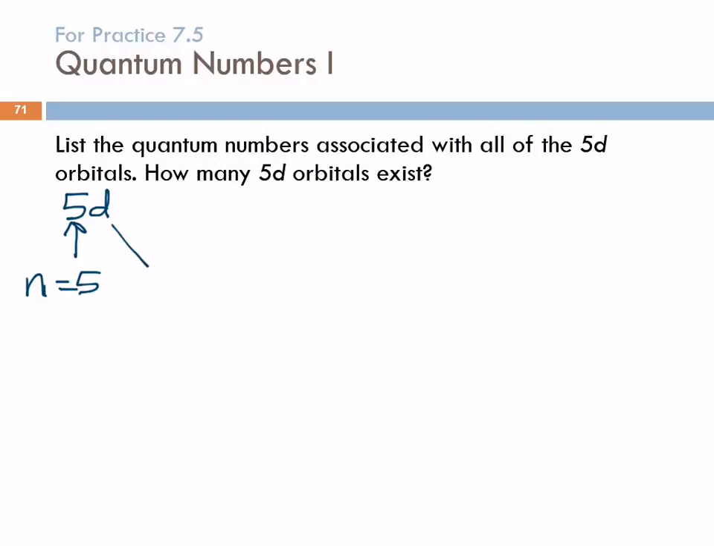Well, D tells us one of the quantum numbers as well. S, P, D, F. S is 0, P is 1, D is 2. So this means that l equals 2. So if l equals 2, then m sub l, the next quantum number, can go from minus 2 to plus 2. So the possible values are minus 2, minus 1, 0, plus 1, and plus 2.